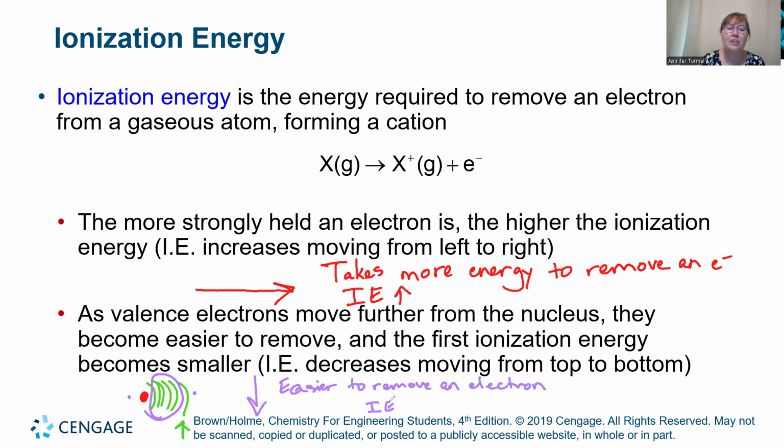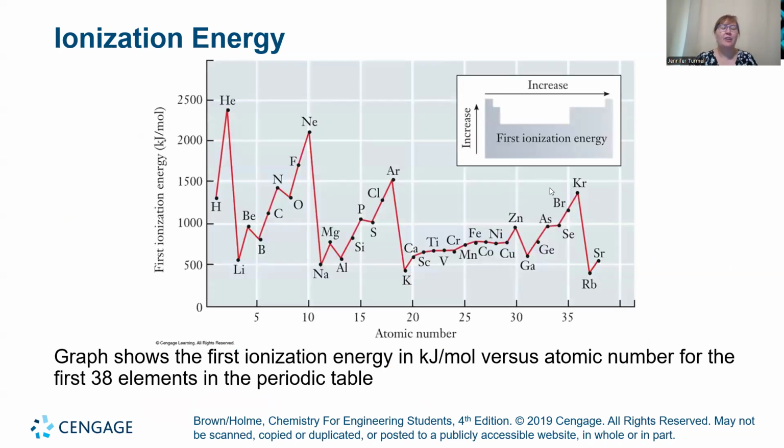That means that your ionization energy decreases. So this is a really great graph that shows you the first ionization energy in terms of your atomic number and your elements. Let's take a look at that. You can see this overall trend here that kind of goes up like this. See how it goes up and up and up.